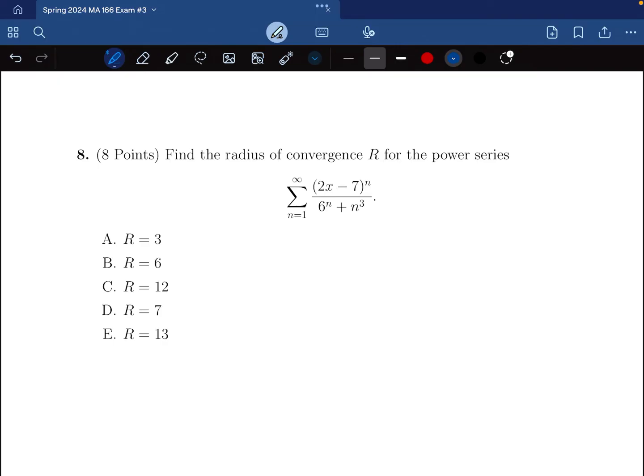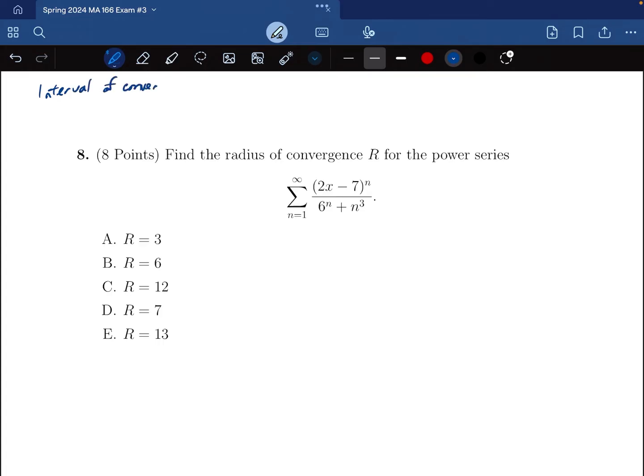Okay, question 8 says, find the radius of convergence R for the power series (2x minus 7) to the power of n divided by 6 to the power of n plus n cubed. First, we need to find the interval of convergence. The interval of convergence is all values of x for which this series converges. So let me write that down.